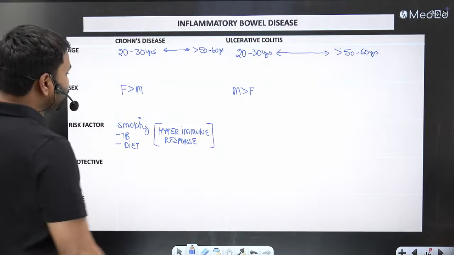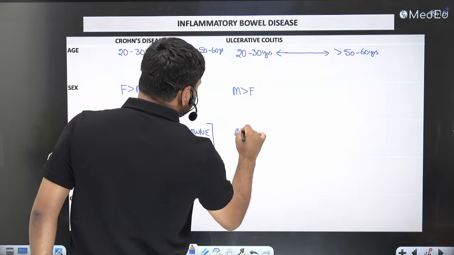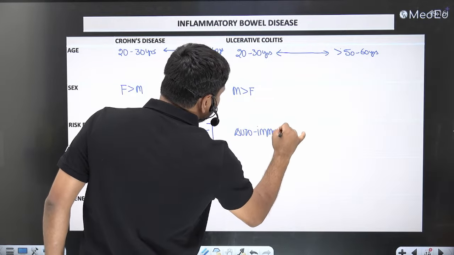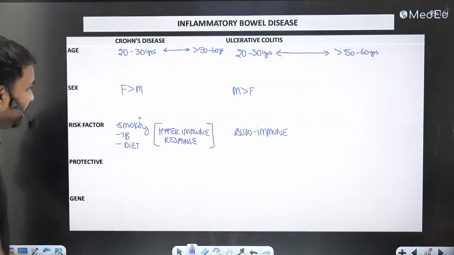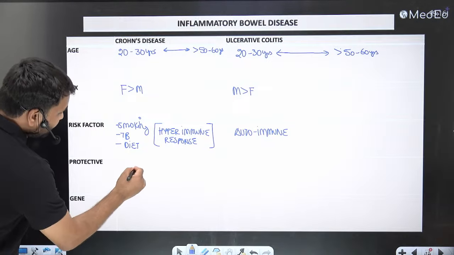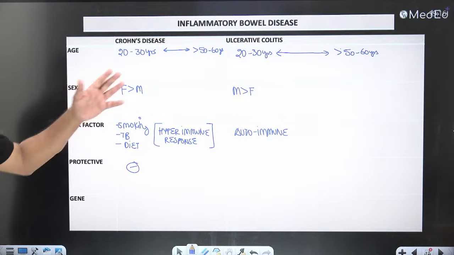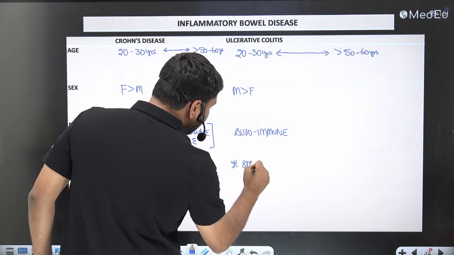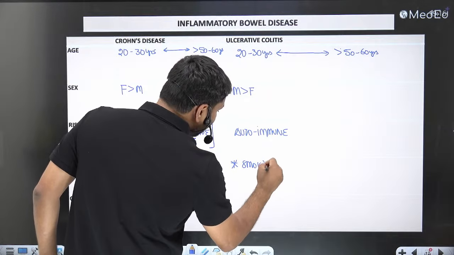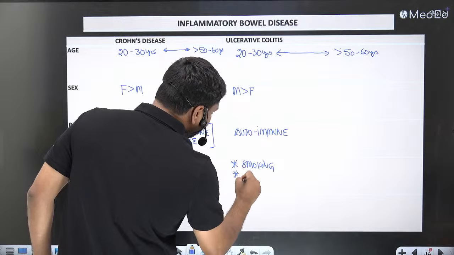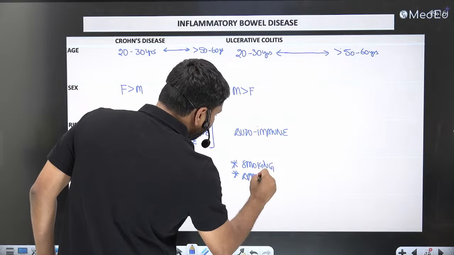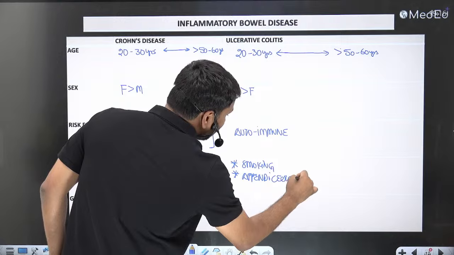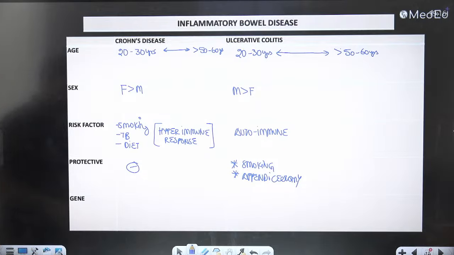Whereas there is no specific risk factor because this condition is autoimmune. Your ulcerative colitis is usually an autoimmune disorder. Is there anything protective for Crohn's? No, but for ulcerative colitis, yes, we have protective findings. That is, smoking is found to be protective, and appendicectomy is found to be protective for ulcerative colitis.